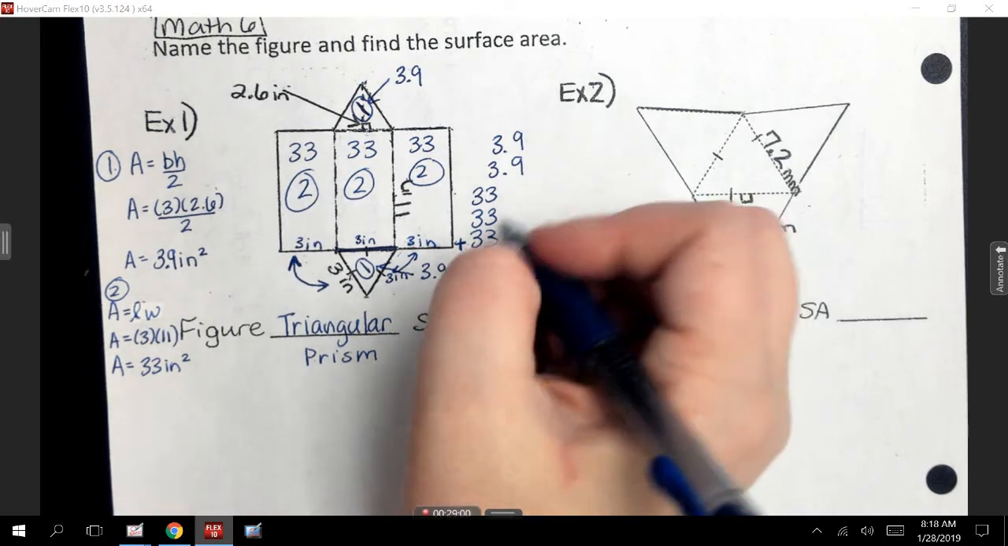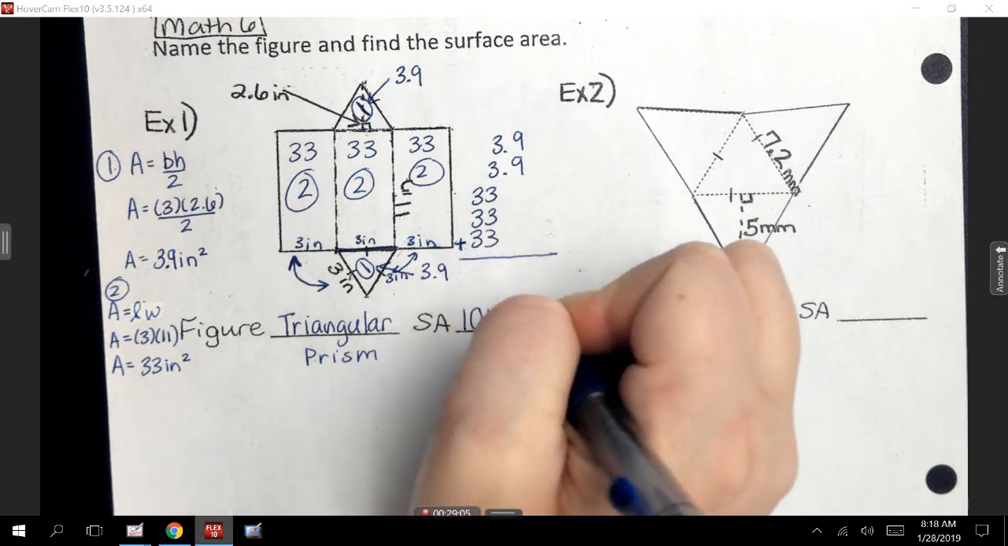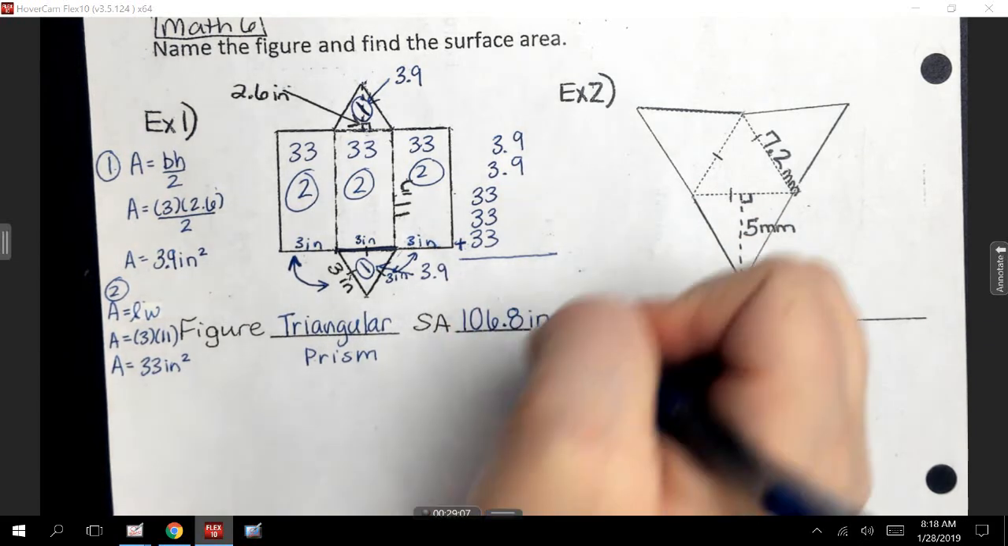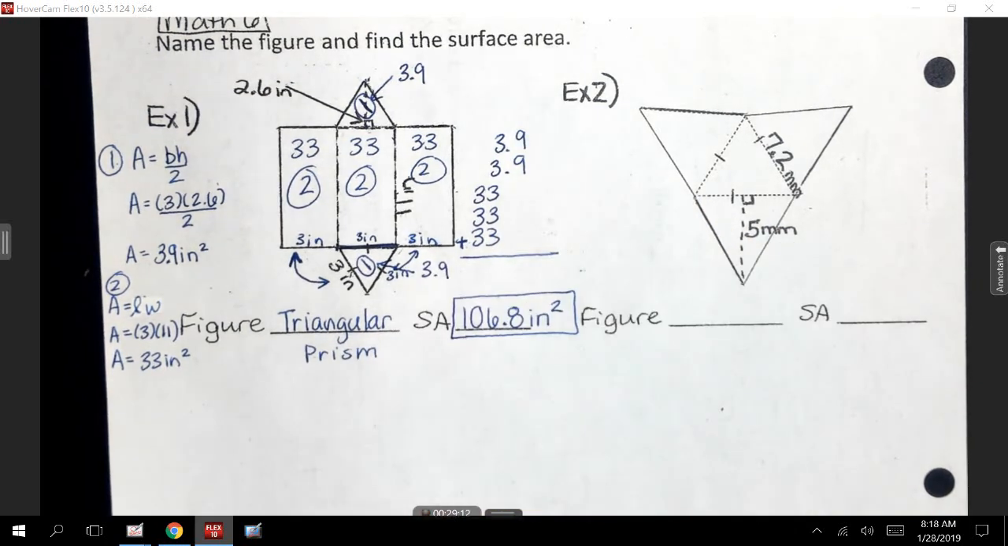Addison. 106.8, what? Inches squared. Why is this going to be squared and not cubed? It's 3-dimensional. Why am I doing squared here? Addison Myers? Because it's not inside the shape, it's on the surface of the shape. Awesome. It's just the flat surface. It's not inside. It's not filling it up 3D. It's just the flat part. So we're area. Very good.